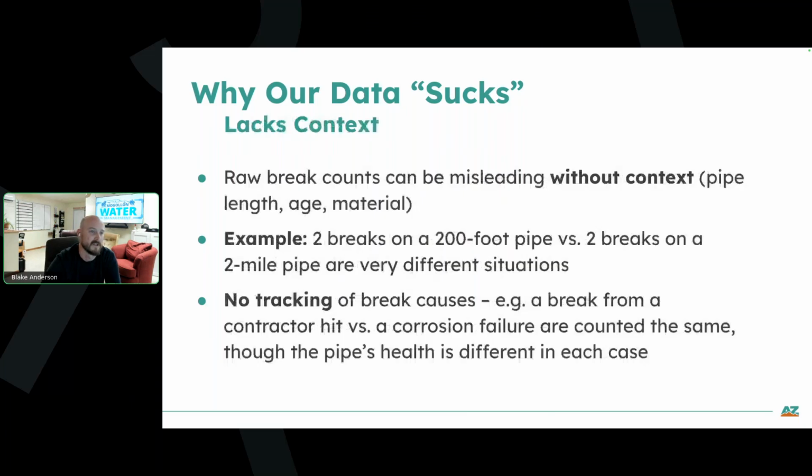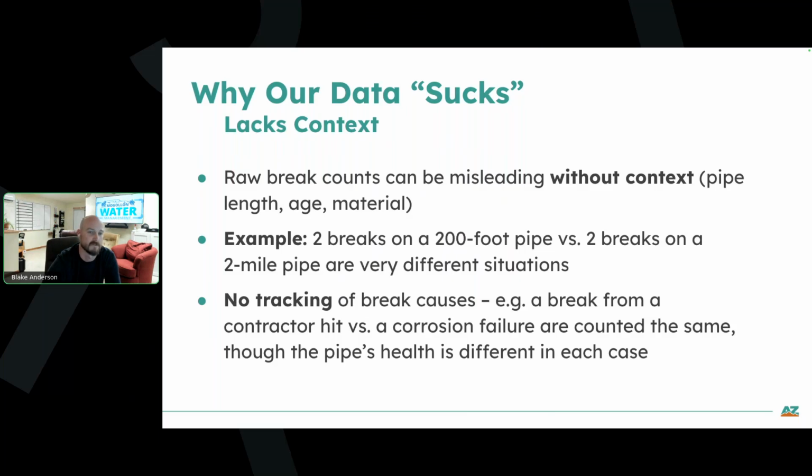So another reason that the data sucks is that our numbers can mislead us. If we say that pipe A had 2 breaks and pipe B had 2 breaks, they both sound equally bad. But if pipe A is only 200 feet long and pipe B is 2 miles, that's a very different situation. Pipe A is actually in a lot worse shape, but the raw count of just total breaks wouldn't show it.